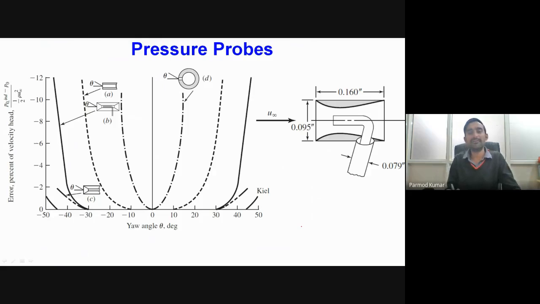Okay, so what we have done in this particular graph is measure the error, and this error is given in terms of the percentage of velocity head.